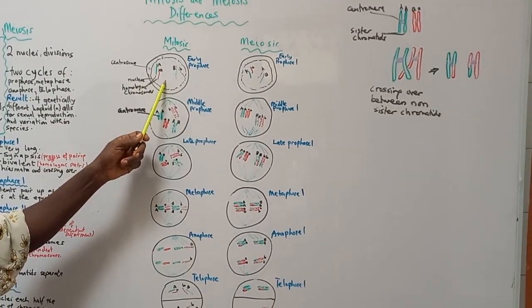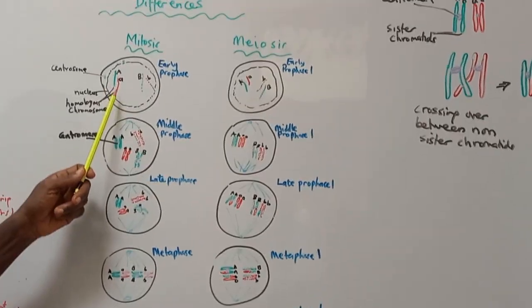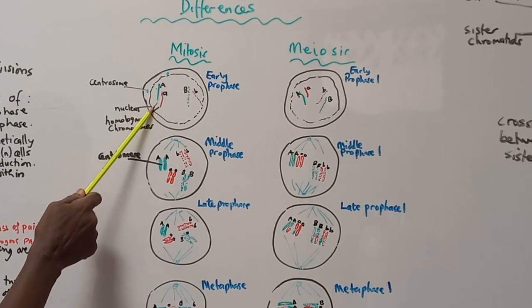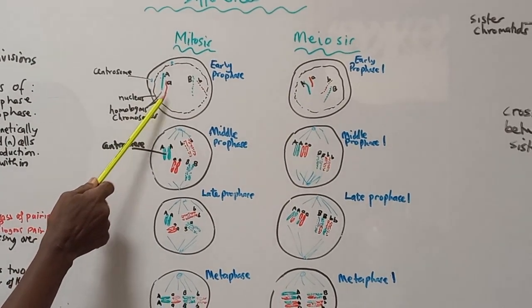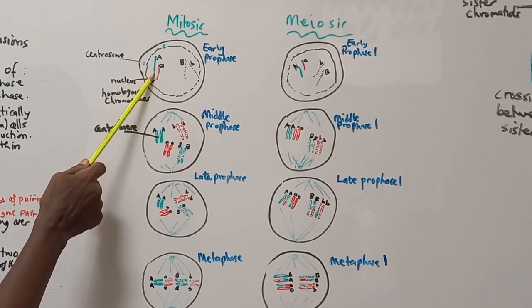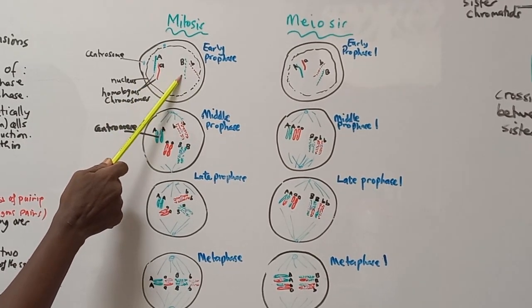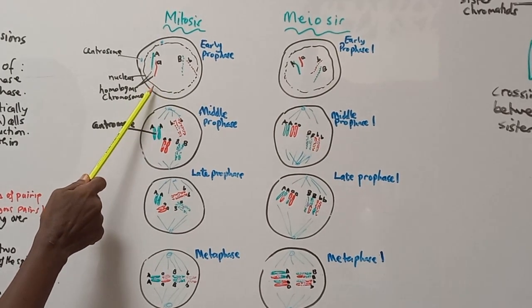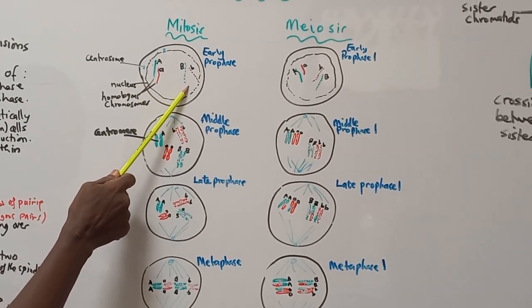This is early prophase. We have 4 chromosomes, 2 homologous chromosomes. This is maternal, this is paternal, if you like. We have just used symbols to label these as homologous chromosomes. This is also another homologous chromosome. So we have 2 sets of chromosomes, 4 chromosomes here.